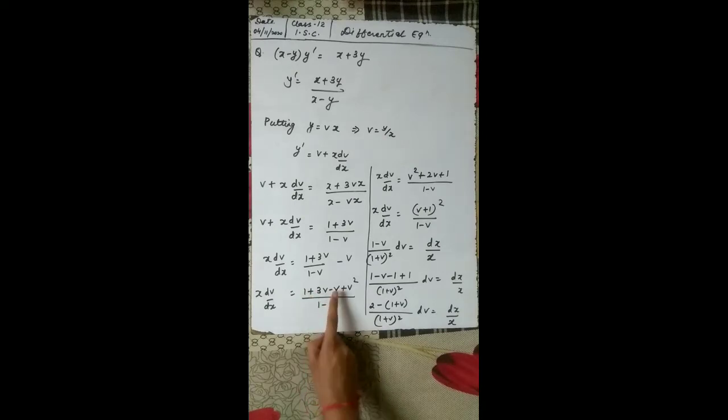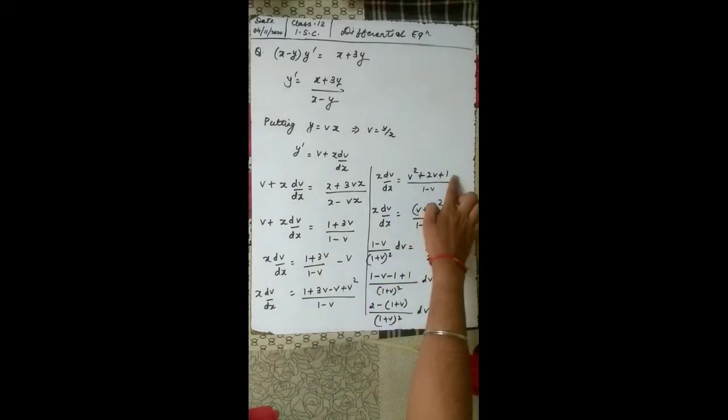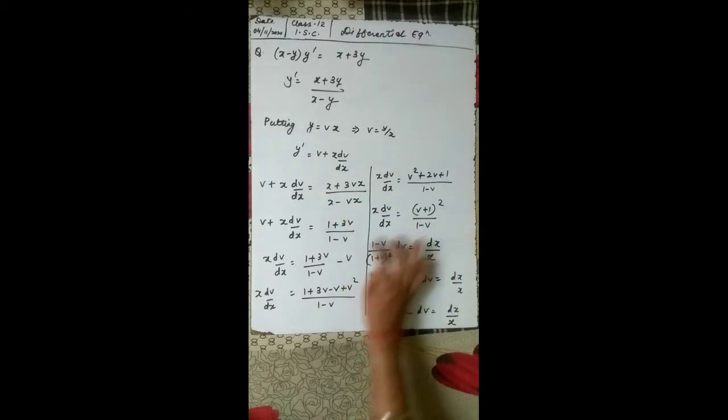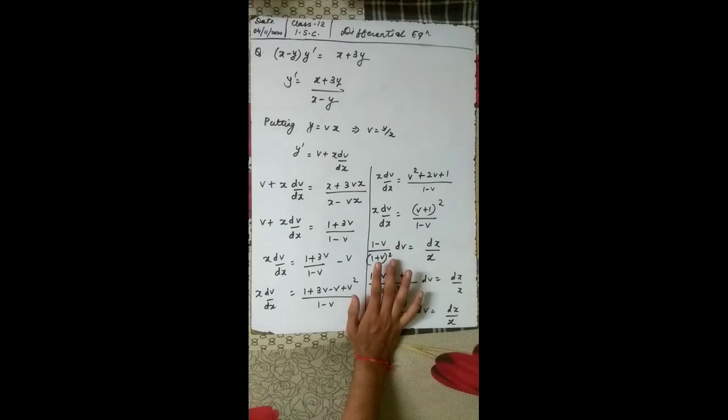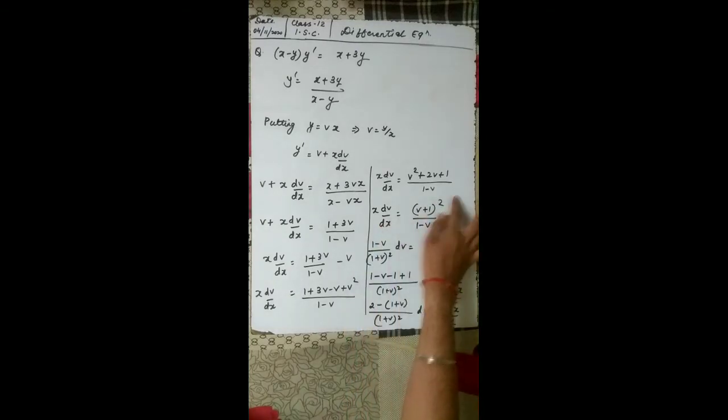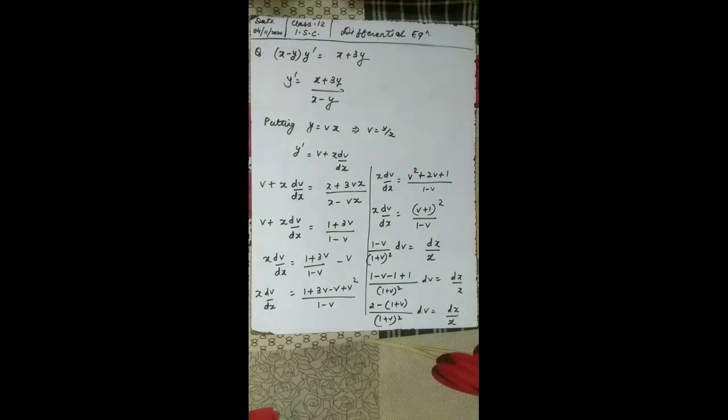Now on solving this, we are getting v square plus 2v plus 1 upon 1 minus v. This can be written as v plus 1 the whole square upon 1 minus v. Take 1 minus v to that side, so 1 minus v upon 1 plus v the whole square, which can be written with dv, and x will be on that side in the denominator.